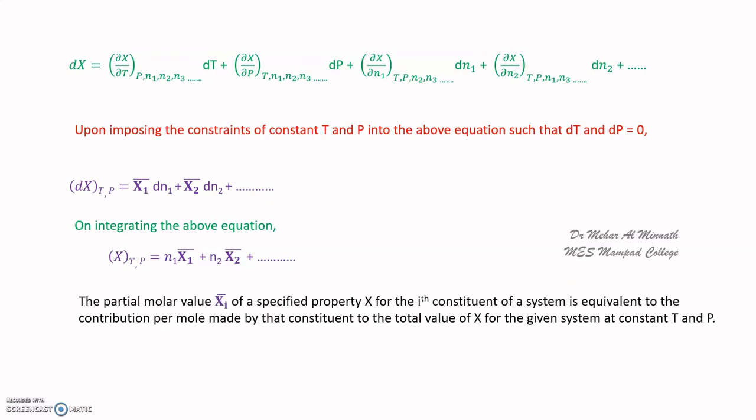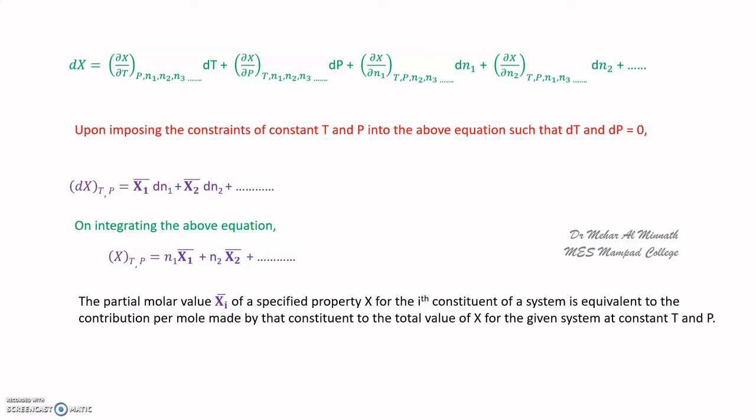Alright, so the partial molar value Xi bar of a specified property X for the ith constituent of the system is equivalent to the contribution per mole made by that constituent to the total value of X. So you can say that the total value of X for a given system is due to the contribution of the X of all the components of the system. Okay, but if we say delta G, or the Gibbs free energy is a collective property or a collective value of each of G of each component.